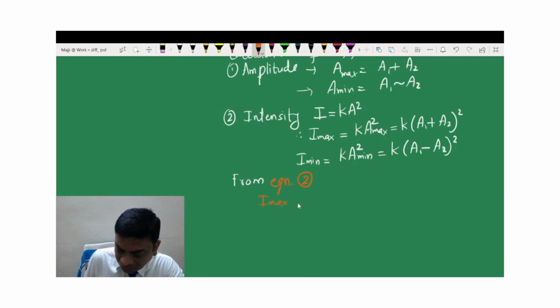for I max, we have to consider the maximum value of cos delta, which is plus 1. So I max is I1 plus twice under root I1 I2 plus I2. If you write I1 as under root I1 whole square and I2 as under root I2 whole square, then you can straight away write this as root I1 plus root I2 whole square.